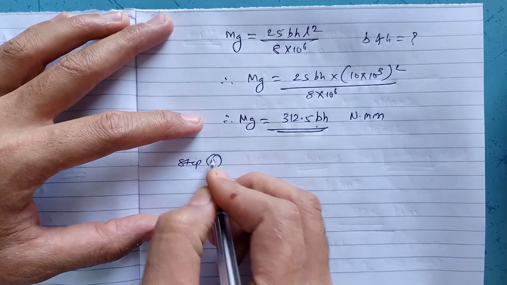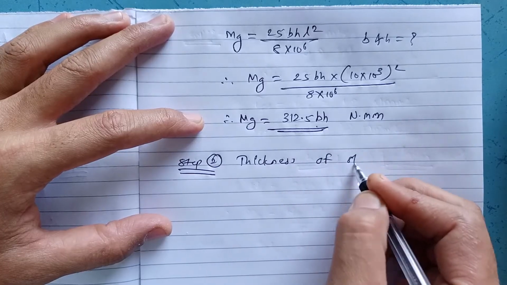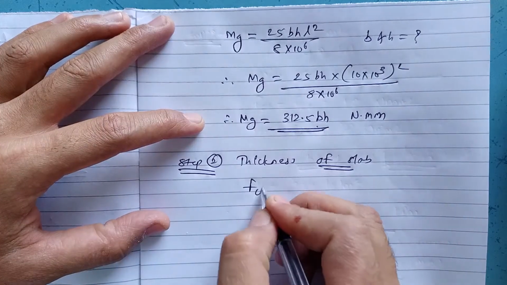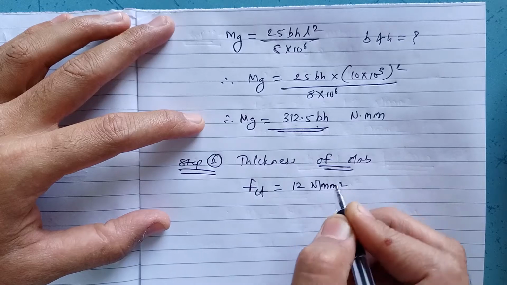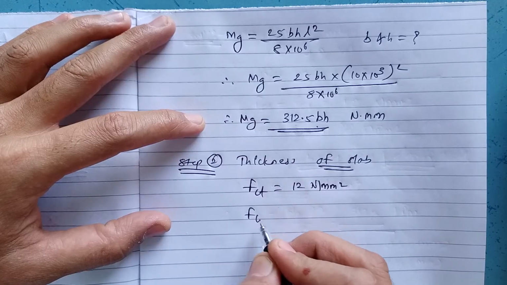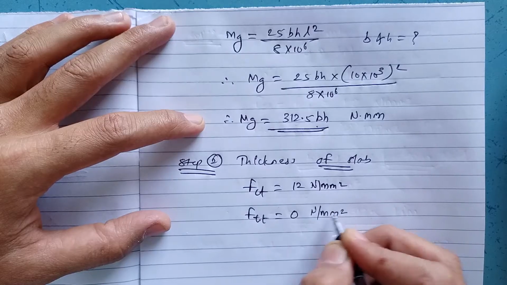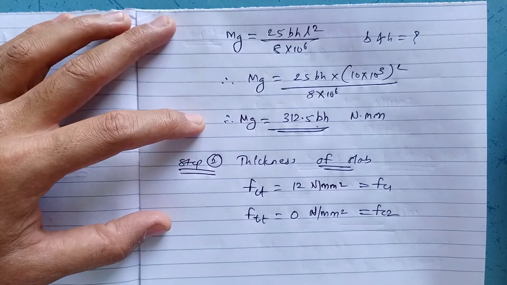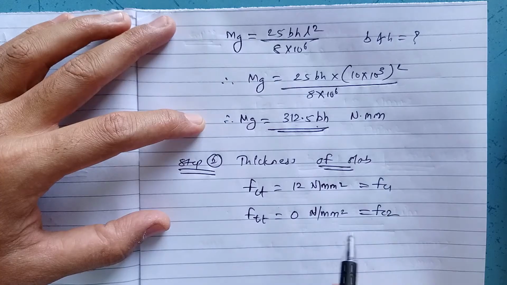Now the second step is determination of the thickness of the slab. FCT is 12 Newton per mm square, as we have written in the given data. FCT is the allowable compressive stress and FTT is the allowable tensile stress, which is given as 0 Newton per mm square as per the problem statement, or you can say FC1, FC2. Please don't get confused with the notation. You can use either FCT or FC1 and FTT or FC2.